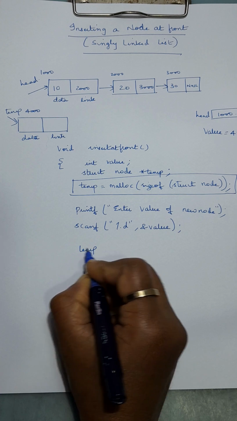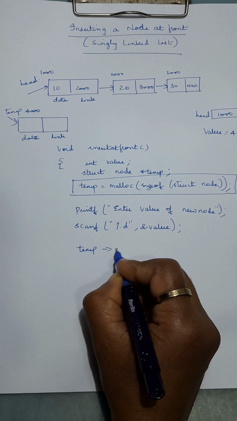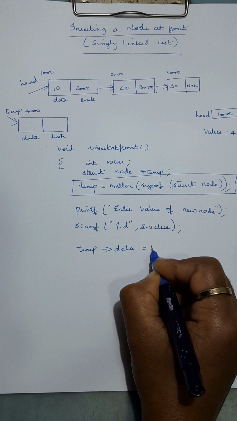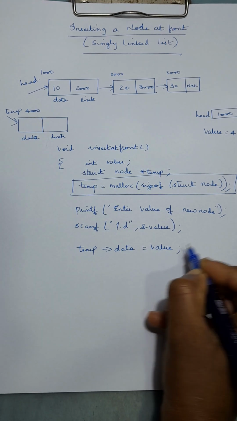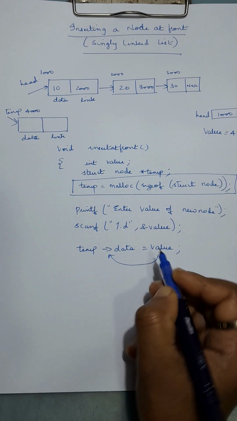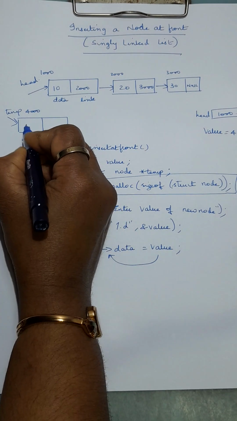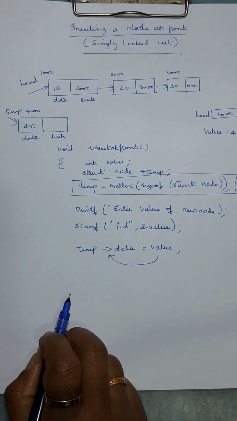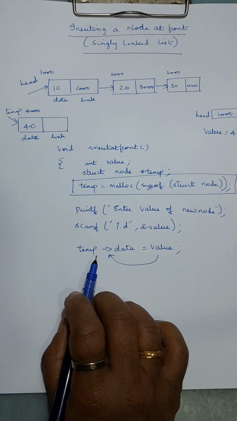temp pointing to data is equal to value. So what is value? 40. 40 will be stored where? temp pointing to data. So 40 is stored here. Got it? Now after adding the value, what do we have to do?